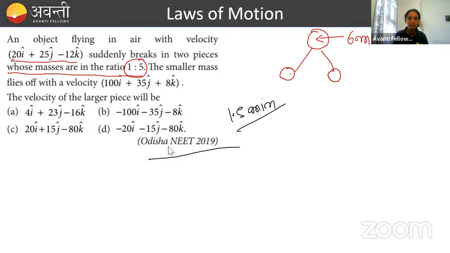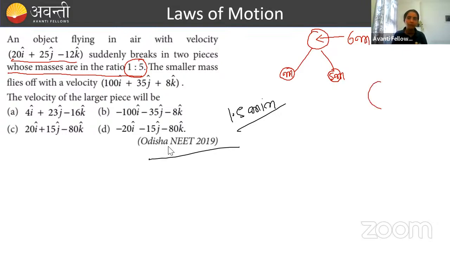So if the ratio is 1:5, we can solve it like this: let's assume this big body has a mass of 6m, then this will have mass of m, and this will have mass of 5m. Then their ratio will be 1:5, right? So we can easily make it like this. So initially this body has momentum of what? Sorry, velocity of what? This much.